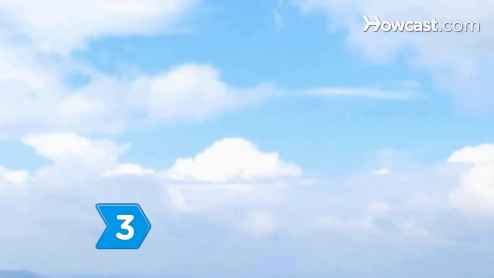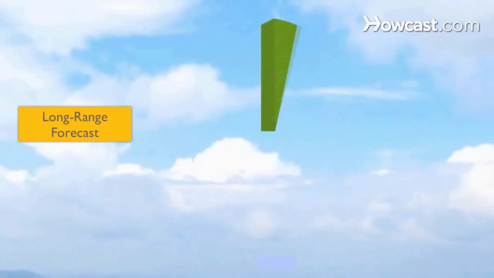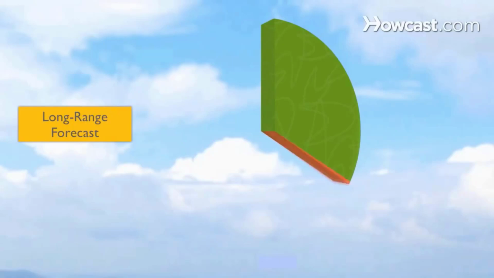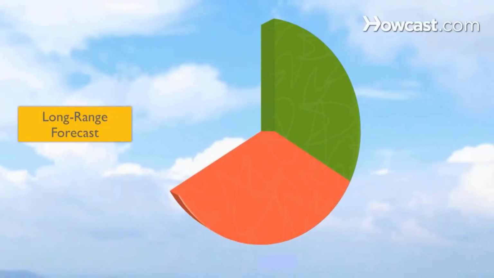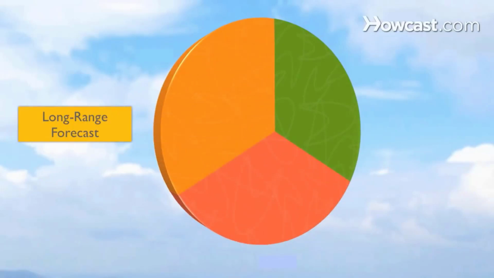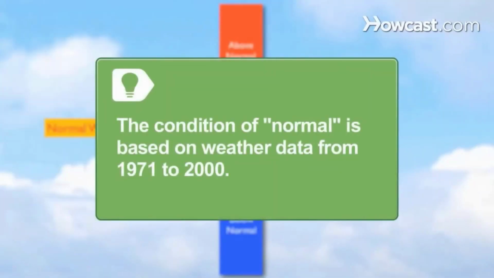Step 3. Understand that long-range temperature and precipitation forecasts are categorical. They begin by assuming an equal probability, 33%, to above normal, near normal, and below normal weather for the period in question. The condition of normal is based on weather data from 1971 to 2000.